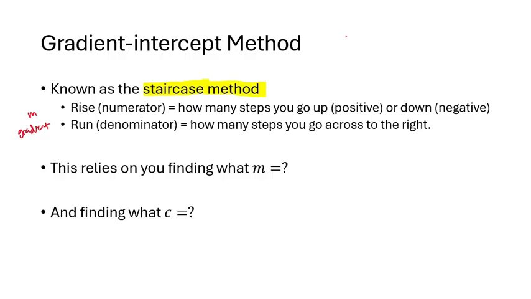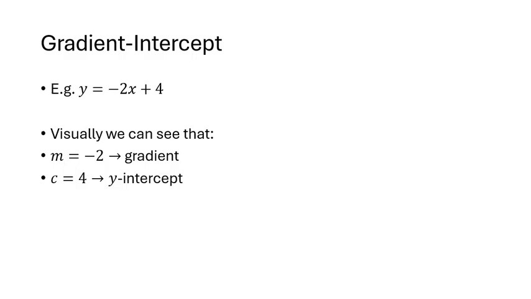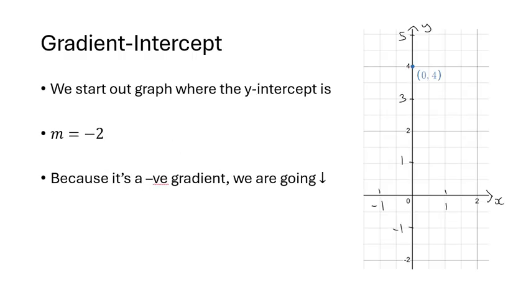Now, the gradient intercept method relies on the formula y equals mx plus c, and you need to identify what m and c are. It's pretty straightforward. In my example, y equals negative 2x plus 4, visually we can see that m equals negative 2 and c equals 4, which is the y-intercept.